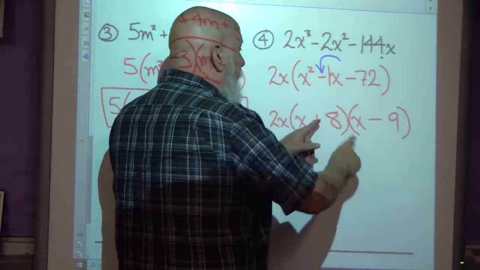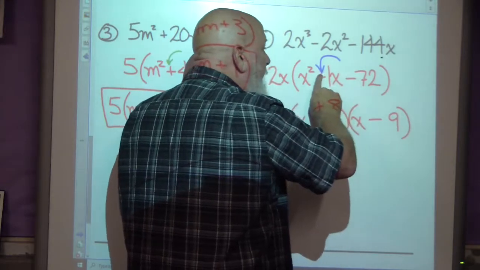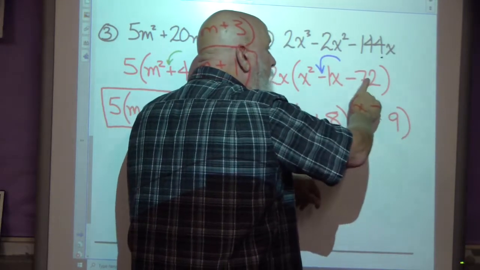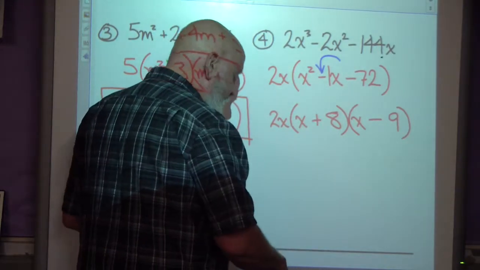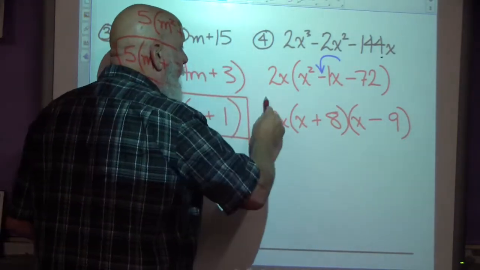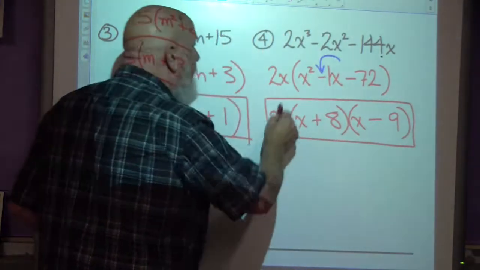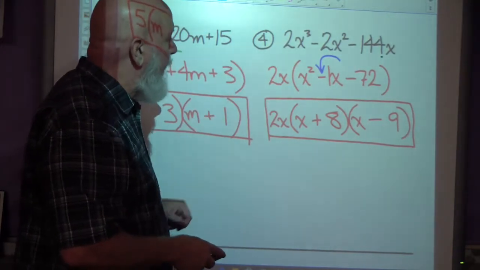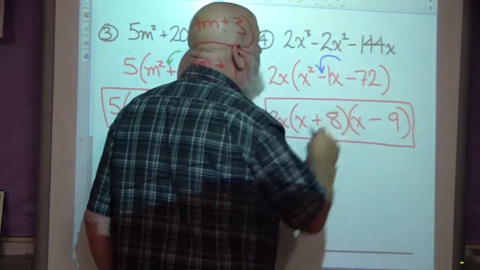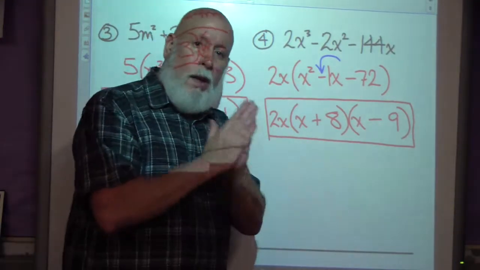So I was checking. 8 times -9 is -72. 8 plus -9 is -1. So they multiply together to give me this one. They add or subtract to give me this one. And so I know I've got it factored correctly. And I have factored this quadratic trinomial. Well, that's not quadratic, but it is once I factor that out. I factored this trinomial completely. Okay? I hope that makes sense.